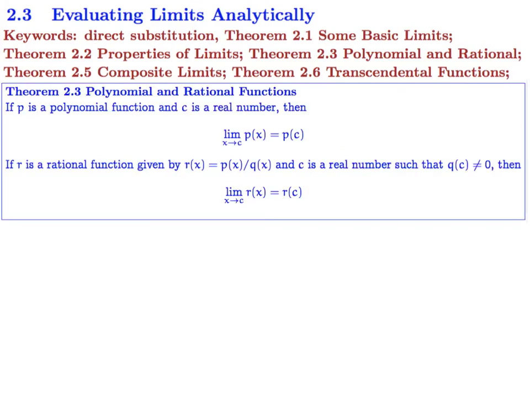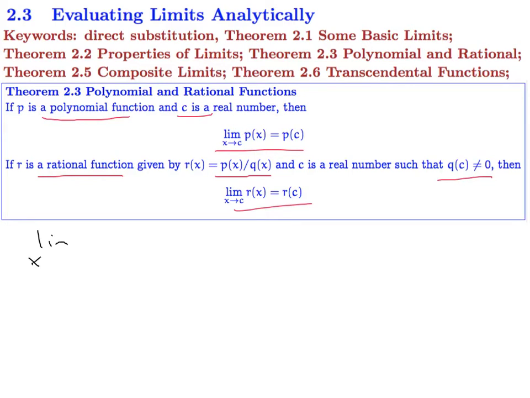So our polynomial and rational function theorem is really nice. It says if you've got yourself p, a nice polynomial function, and c is a real number, go ahead and just substitute and compute your limit. It also says that if you've got yourself r, a nice rational function, which we'll remember is what happens when you divide two polynomial functions, and as long as you don't make your denominator 0, go ahead and just substitute in. So let's look at an example here.